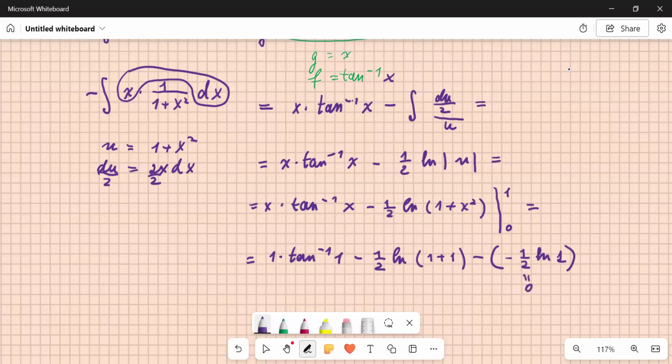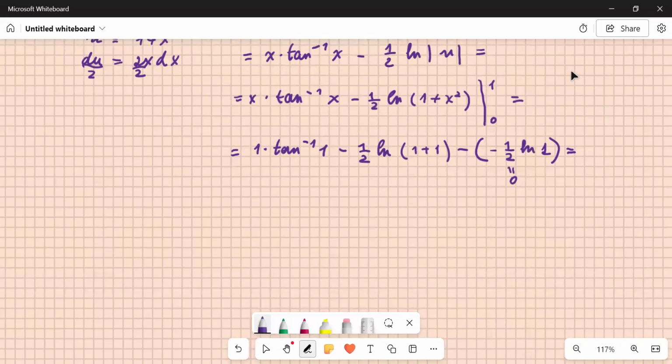So this is 0. And my final answer is going to be, let me bring it up, tangent inverse of 1. What is tangent inverse of 1? What angle, tangent of which angle is going to be equal to 1? Well, we probably remember that's pi over 4, right? Tangent of pi over 4 is equal to 1, right? Multiplied by 1, which is going to still give us the same answer, and minus 1 over 2, and the ln of 1 plus 1, nothing special, just the ln of 2. And that's going to be our answer. Pi over 4 minus 1 over 2 ln of 2.